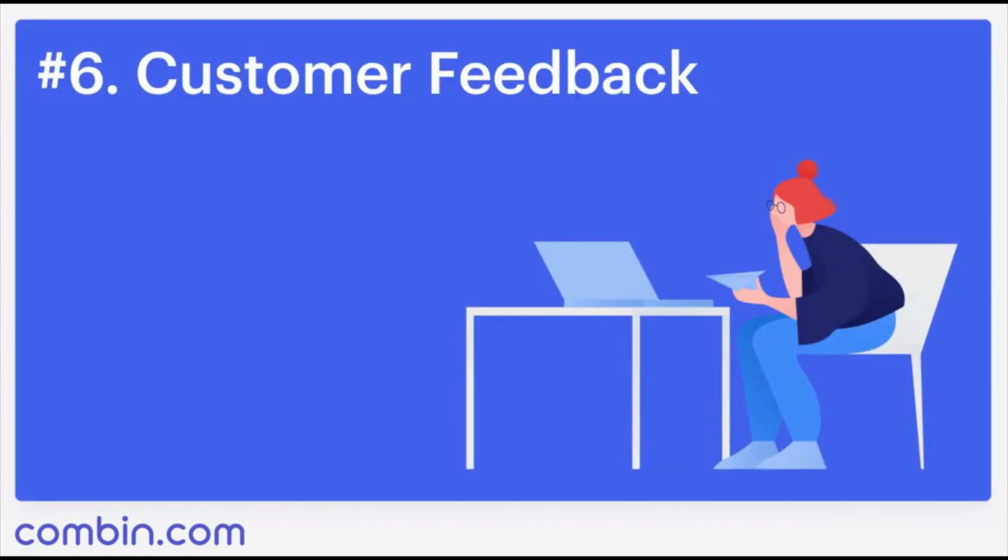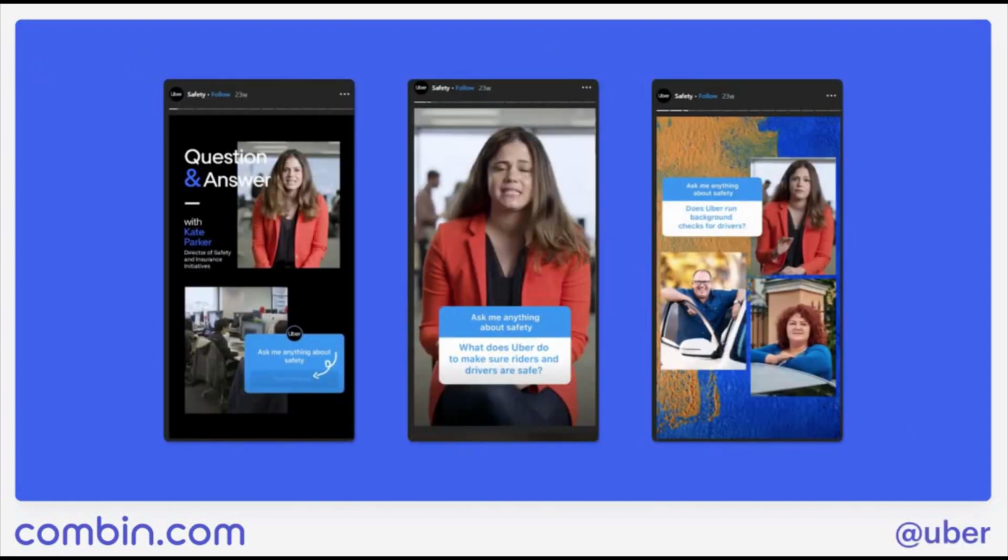The sixth way is customer feedback. The interactivity and high engagement levels of Instagram stories mean that they are custom-made for obtaining valuable feedback from your customers. If you are eager to get product, service, or any other feedback from your customers, consider running a poll on Instagram stories or even a live interactive Q&A session. Uber, for example, ran a Q&A session about driver and rider safety, where people could ask any questions they wanted.